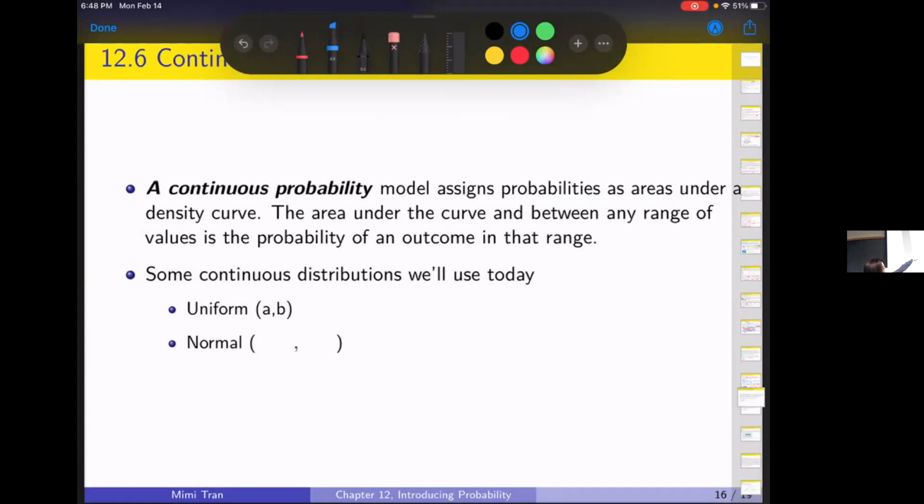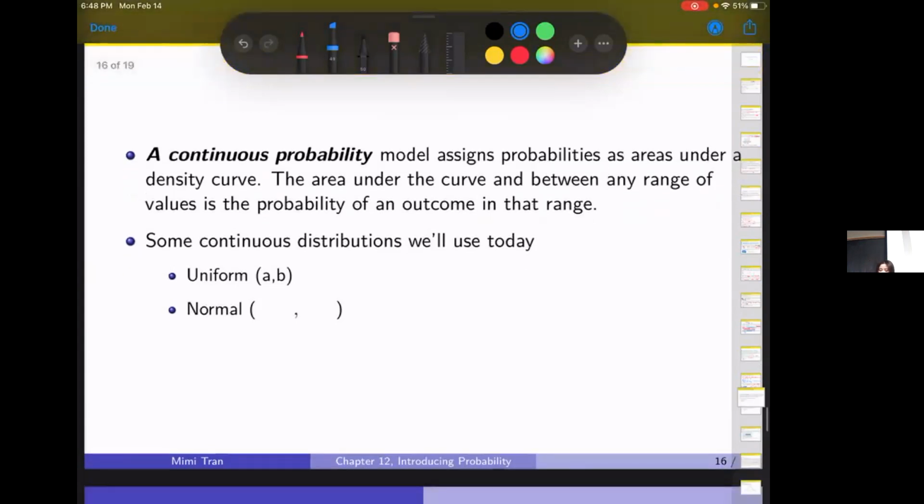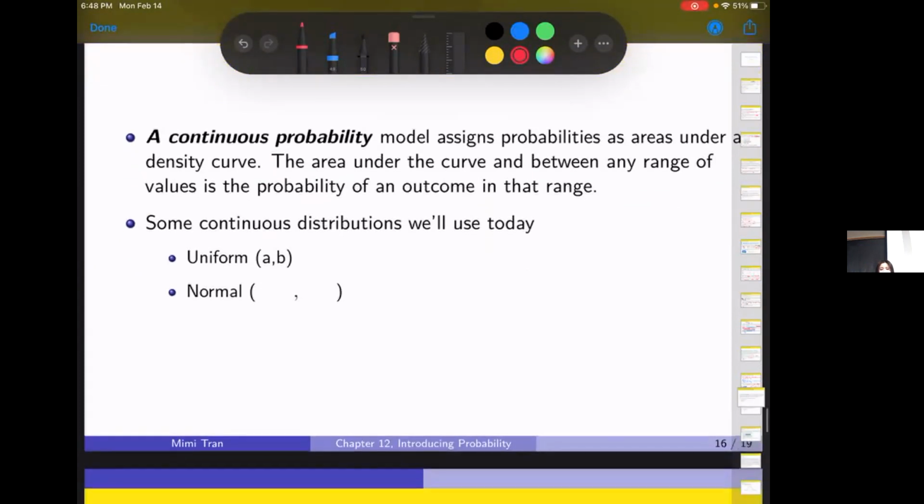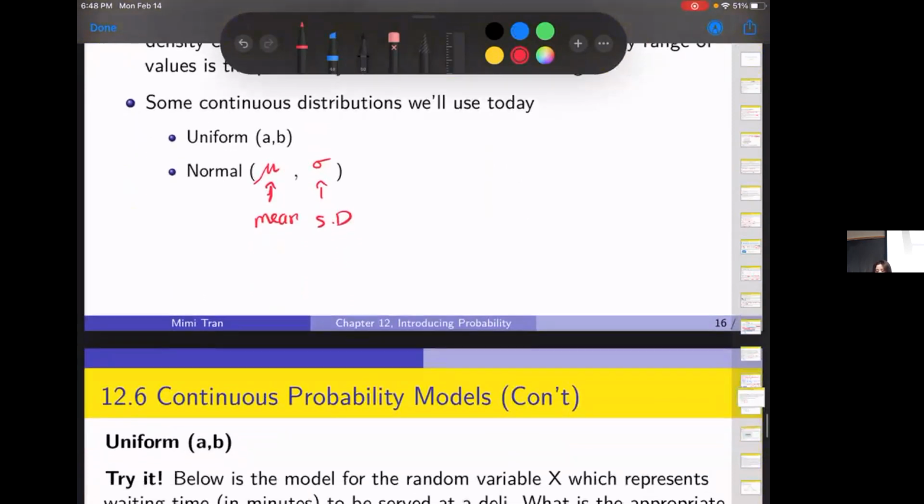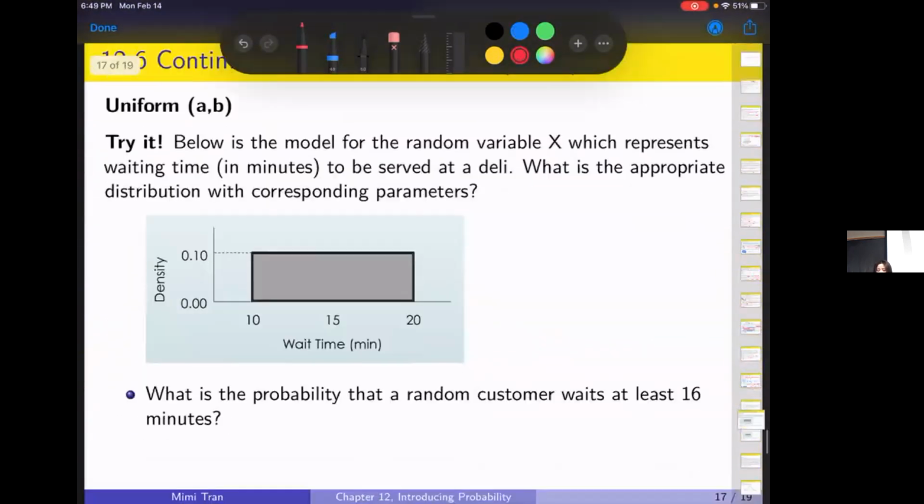For normal, someone tell me what is the notation for normal distribution? Hint, Greek. The mean, and then the next one. Now in Greek. Describe it for me if you don't know what it's called. Mu, right? Very good. Mu. And then sigma, right? Sometimes people know what it is but don't know what to call it. So that's the distribution. Uniform A, B.